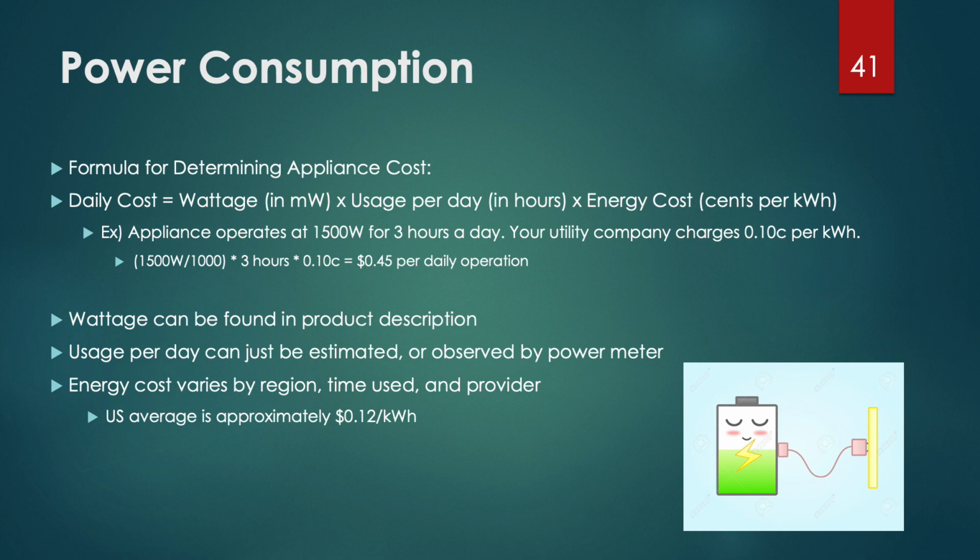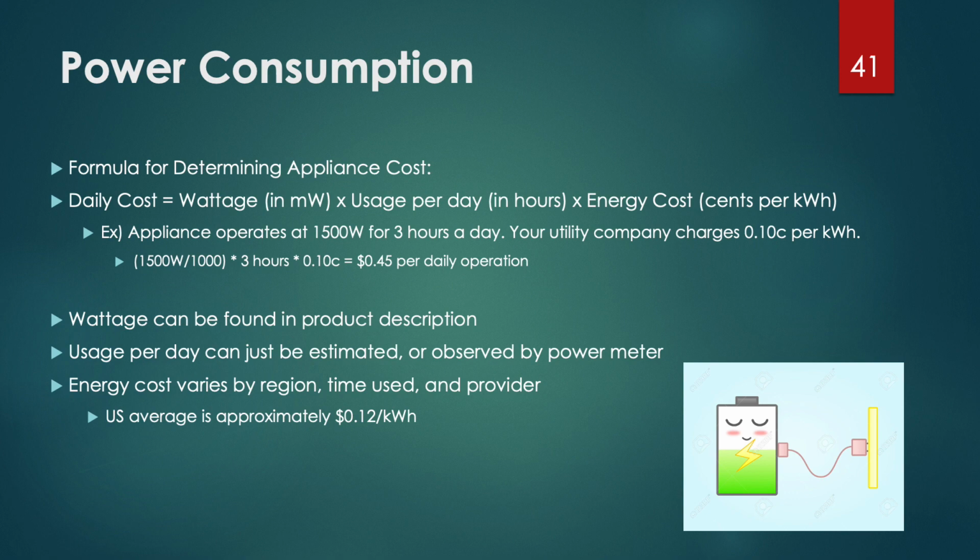Here, we will be discussing the power consumption side of our assignment. When looking at our proposed appliances for the solar trailer, we use the following equation to determine their cost. Daily cost is equal to wattage in unit milliwatts times usage per day in unit hours times energy cost in unit cents per kilowatt hour.